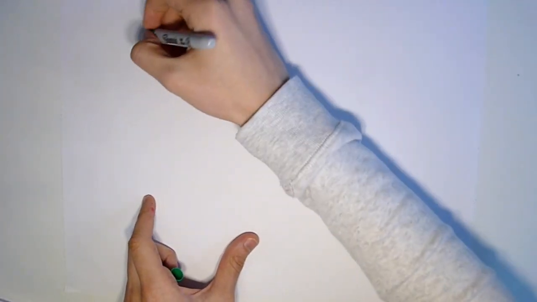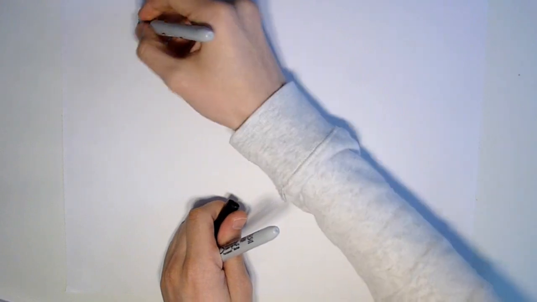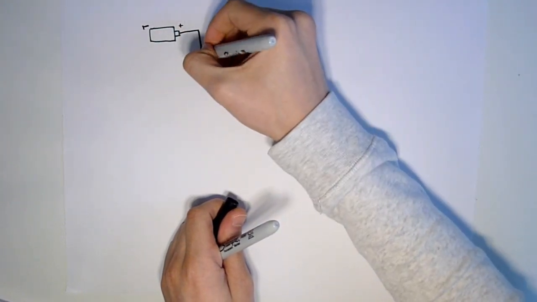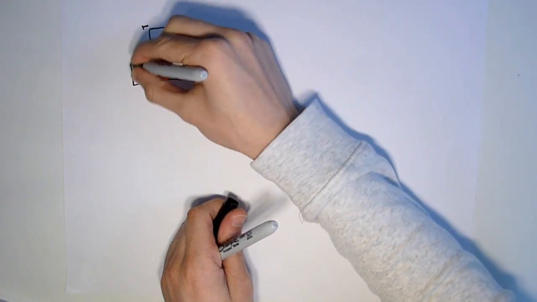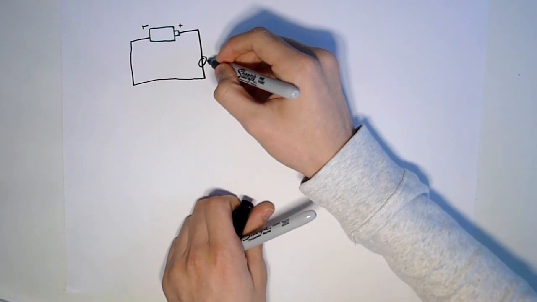So let's say we have a battery here, and we want to know what happens if we connect both ends of this battery. So this is the positive end, this is the negative end. What happens if we connect these two ends with a wire? Well, let's look into what happens inside the wire.